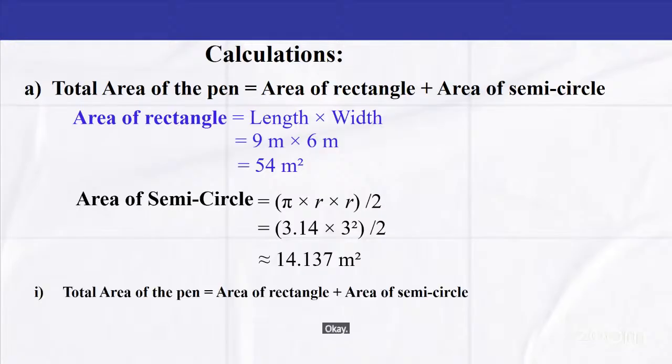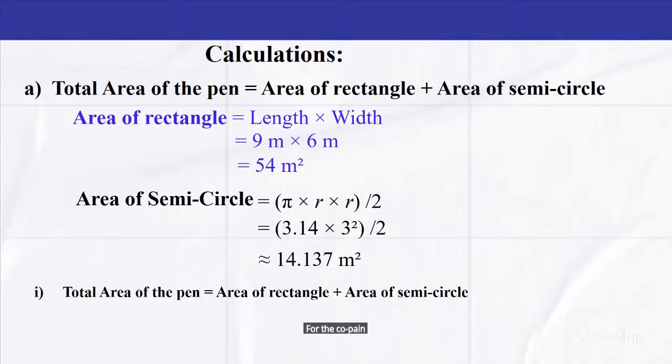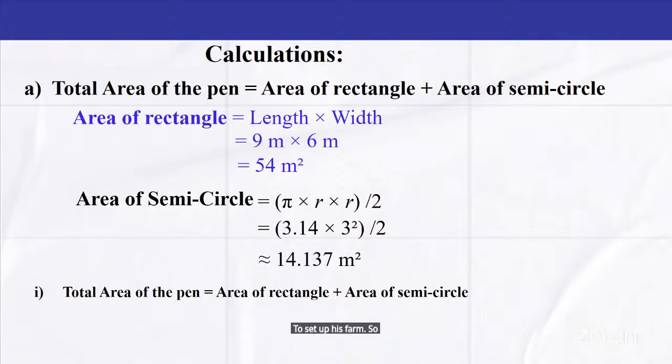All right. Now we want to find the area of the rectangle plus the area of the semicircle, because those two shapes make up the compound shape for the cow pen. Can somebody tell me what the final area is? We are helping Mr. Clark to set up his farm. So what would be the total area of the pen?